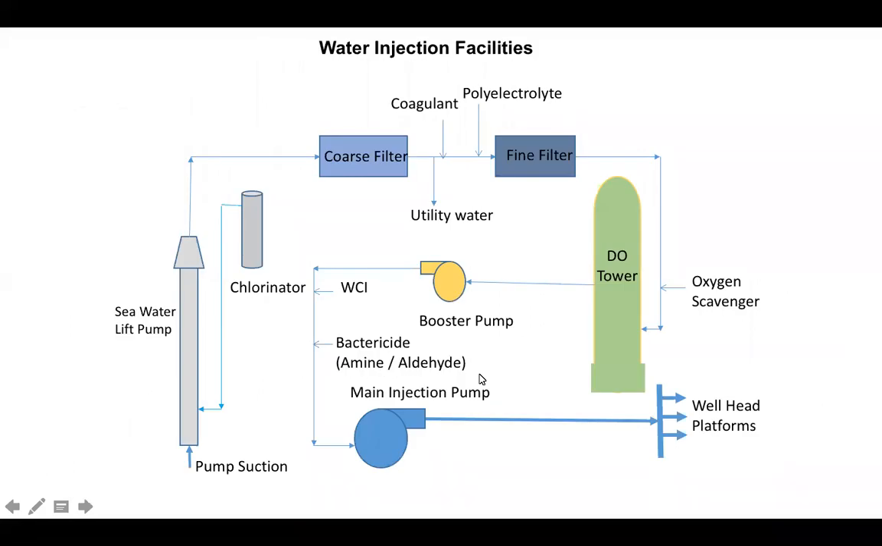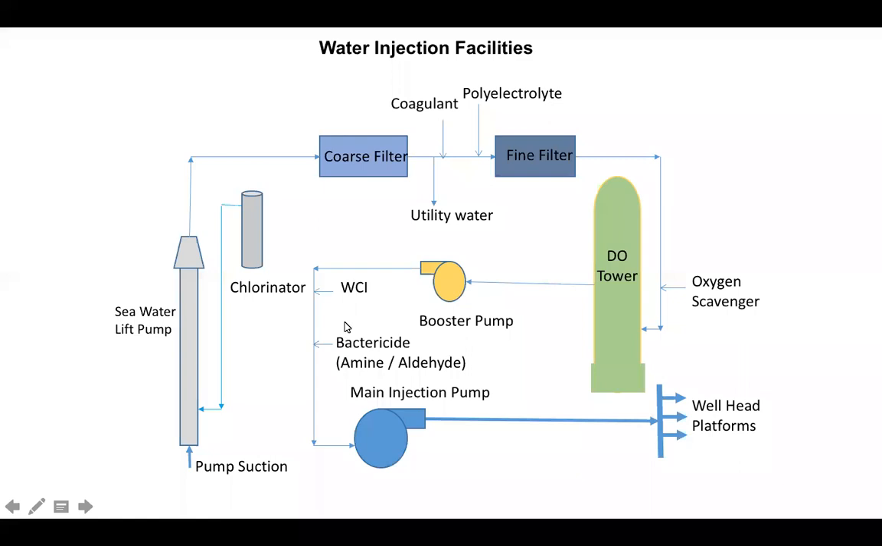Just a couple of slides on the surface facility of water injection. I'm working with an offshore field, and this is how the setup looks. Seawater is pumped in, it goes through a coarse filter, a fine filter, then goes to a deoxygenated tower, and then to a booster pump, then it goes through the main injection pump.